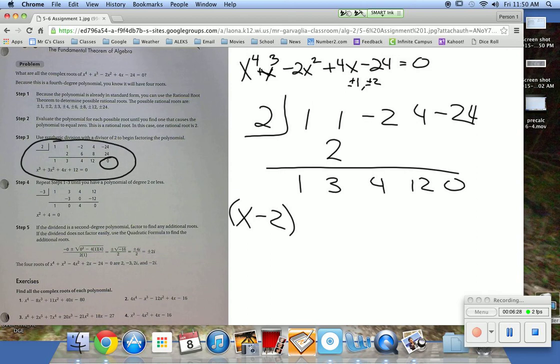So, what I've got now is I've got x minus 2 because we take the negative of that. And then I put in my coefficients in front of what? I start with the x to the third. X to the third plus 3x squared plus 4x plus 12. I factored out an x minus 2 out of this. What would I do next? Yes?